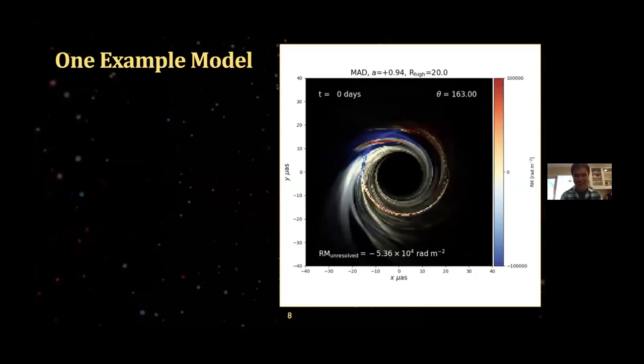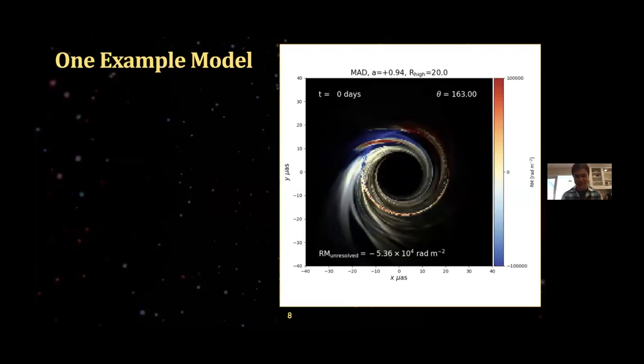A MAD, a equals plus 0.94, so highly rotating in prograde, and R high of 20. Here in this figure, the brightness of each pixel directly encodes the total intensity, whereas the color encodes the rotation measure, where large negative values are blue, large positive values are red. And so right off the bat, you can see that there's significant variation in the RM across this image, and it's even flipping sign.